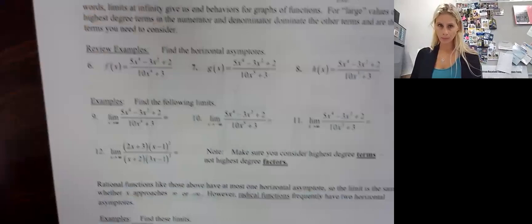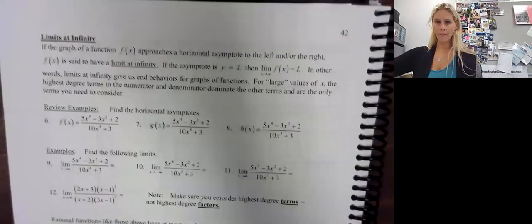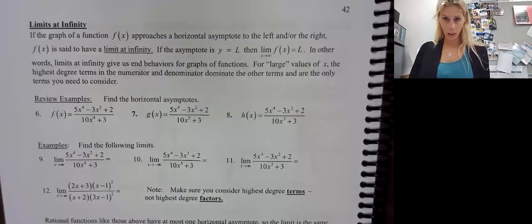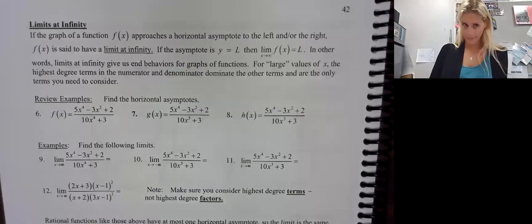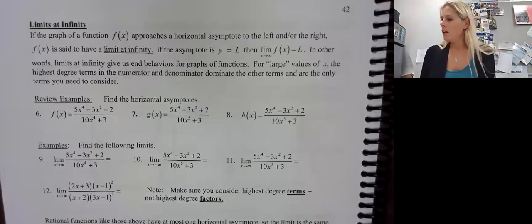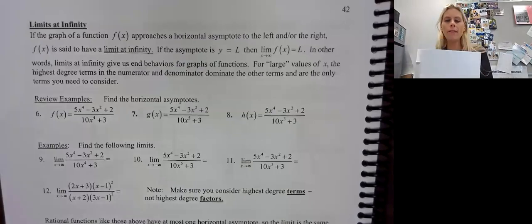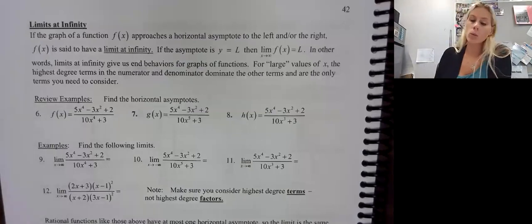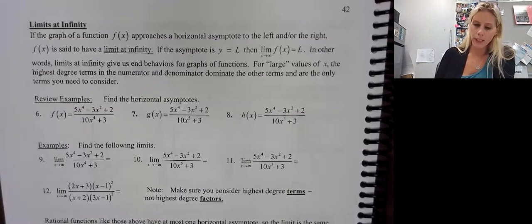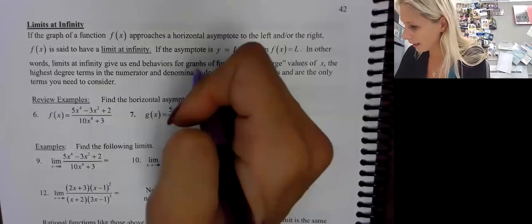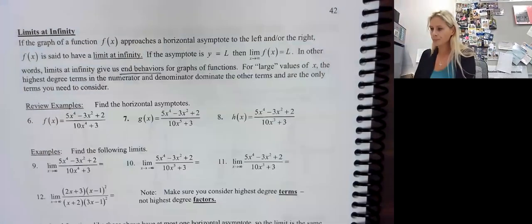All right, so that's our vertical asymptotes, even and odd. Now let's talk about limits at infinity. If the graph of a function f of x approaches a horizontal asymptote to the left or to the right, f of x is said to have a limit at infinity. If the asymptote is y equals L, then the limit as x approaches infinity equals L. In other words, limit at infinity gives us the end behaviors. So remember, we talked about end behaviors. Where is it going to?